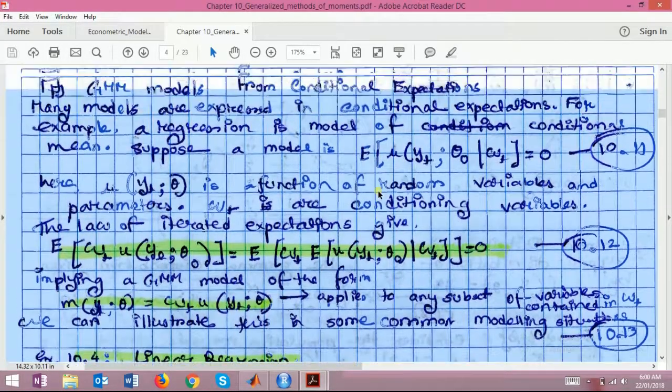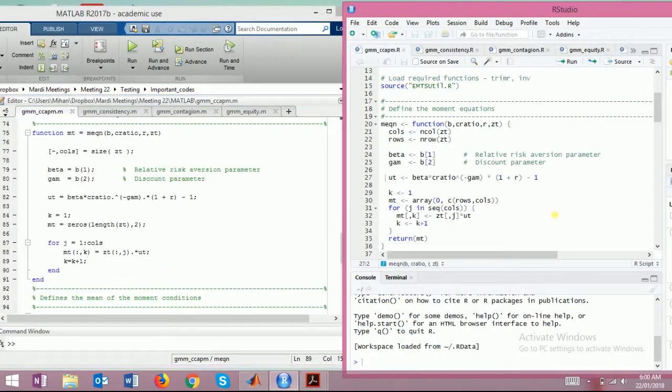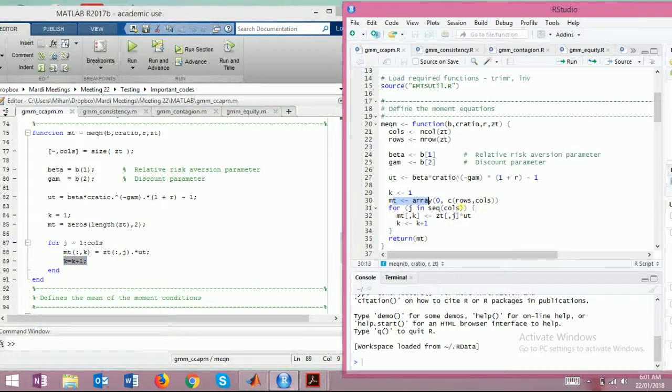Here we have the function ZTUT, right? We have the function ZTUT applying to any subset of variables contained in omega t. This is the exact same thing we are doing with the loop, where MT is the population function. We want the results to be one column for all rows, and when j is equal to 1 to the number of columns of z2, take all the rows up to j columns, multiply by ut, and k is k plus 1, which will automatically iterate. So this is the same thing.